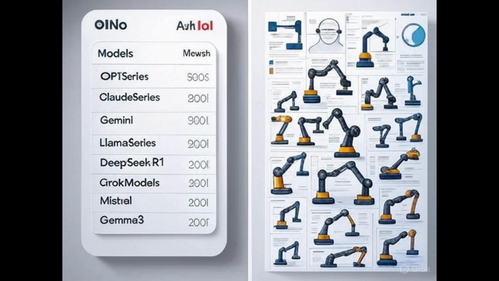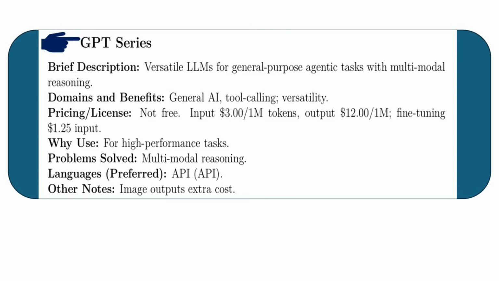Now coming to the models. Large language models, LLMs, provide them reasoning and decision-making capabilities for agentic AI systems. GPT Series, versatile LLMs for general-purpose agentic tasks with multi-modal reasoning.